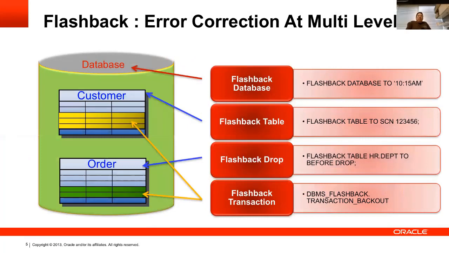And then at the flashback error correction level, as I mentioned, we have flashback database, flashback table, flashback drop, and flashback transaction backout. So it's a pretty rich set of features. This is very effective for human error, logical or application types of errors, where you don't need to do a physical restore and recovery using a backup, but you have something caught maybe within the last few hours or the last day, and you want to unwind those changes very quickly.